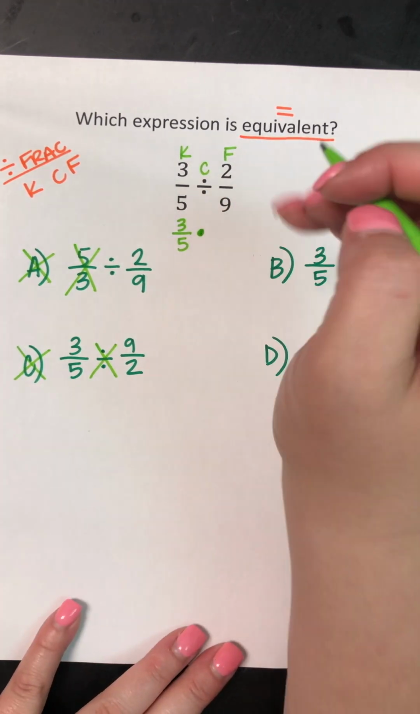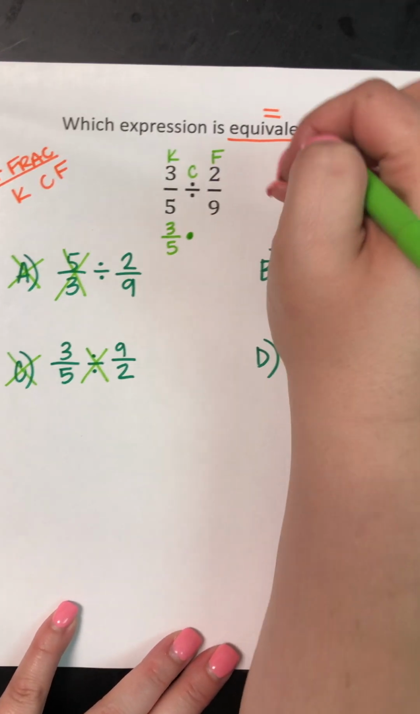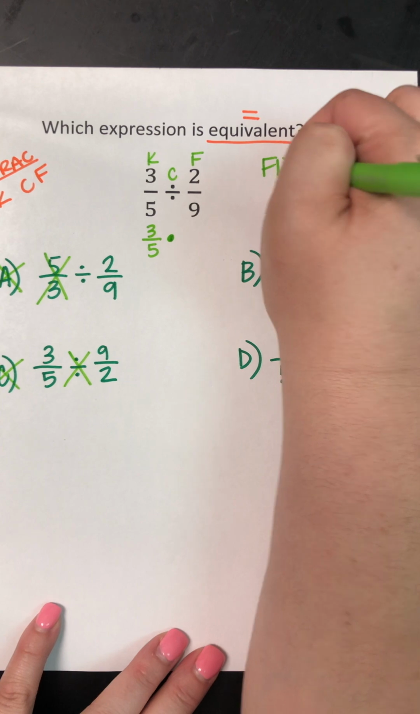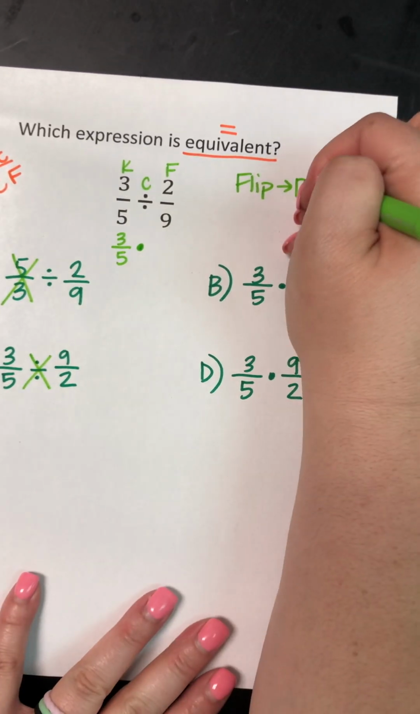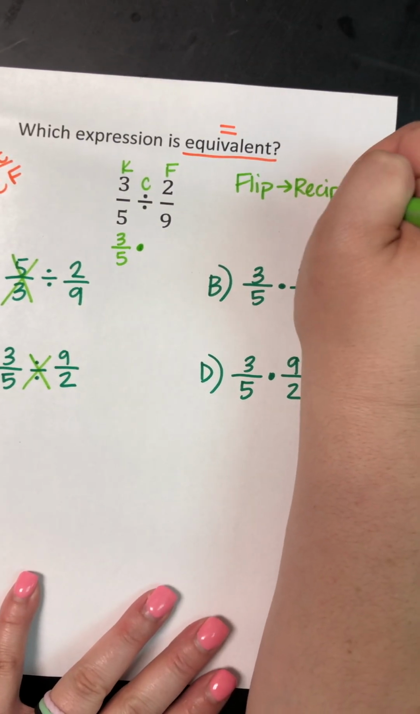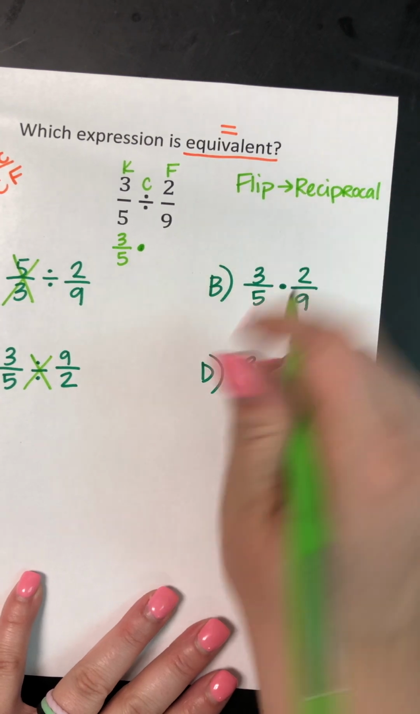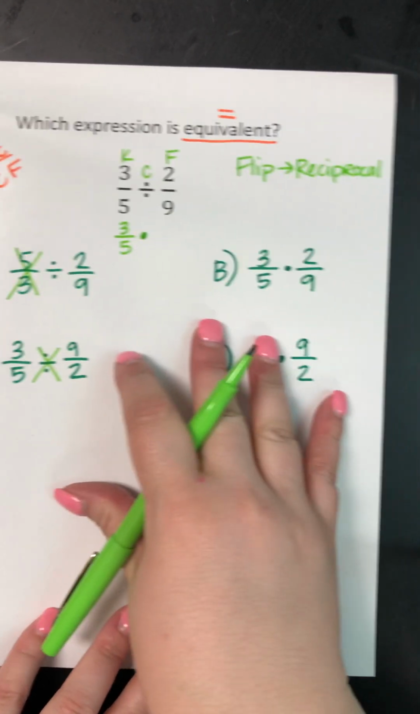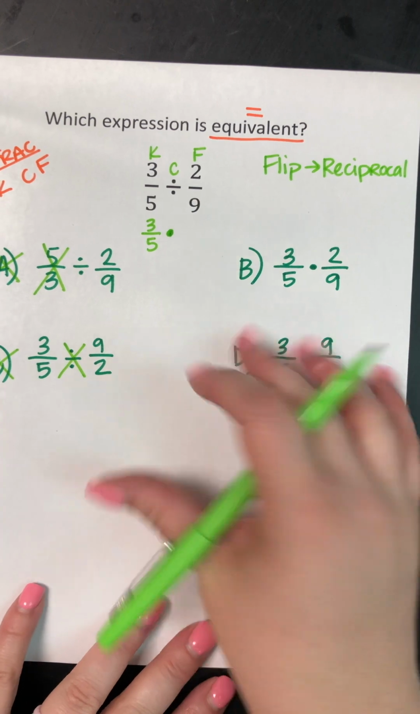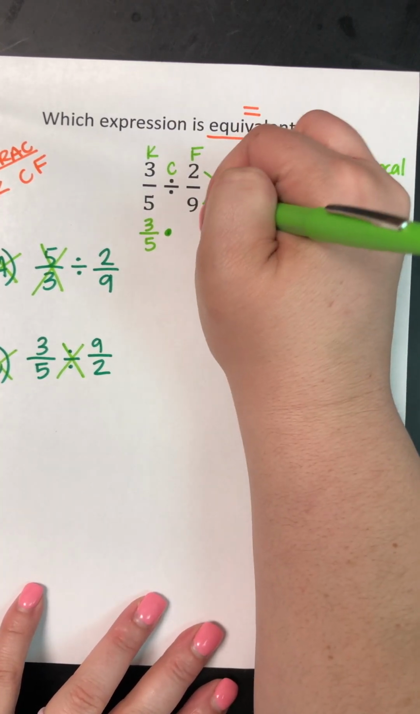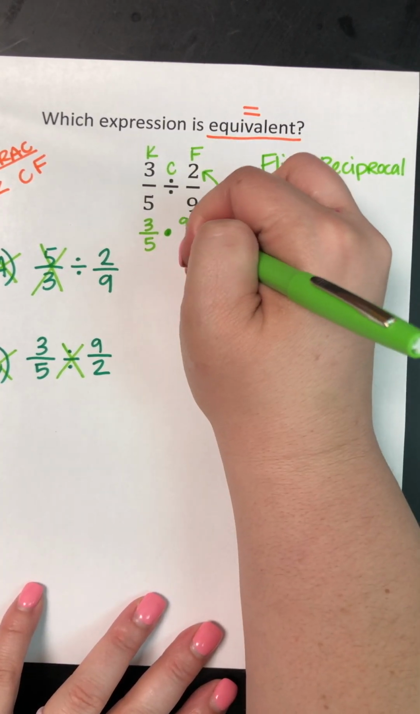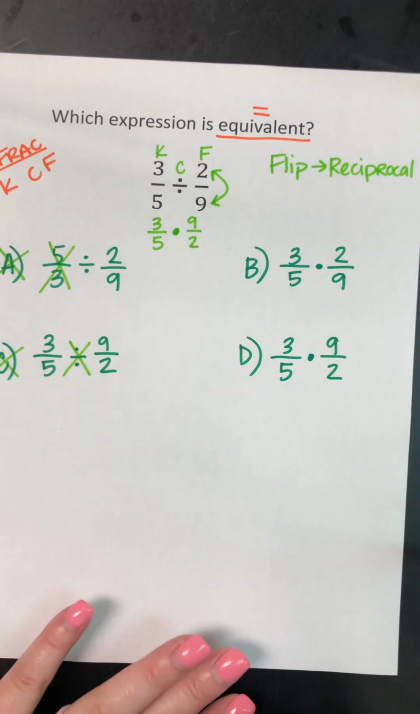And then our last, flip. A flip is also known as a reciprocal. Okay, so you might see the word reciprocal, and that is just a fancy math word that means to flip the fraction over. Okay, reciprocal. So we're going to flip that fraction over, and 9 is going to be on top, 2 is going to be on bottom.